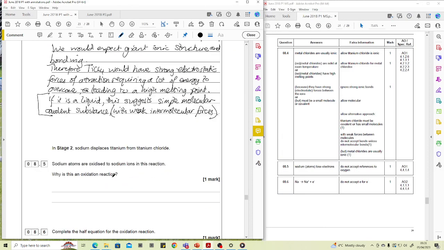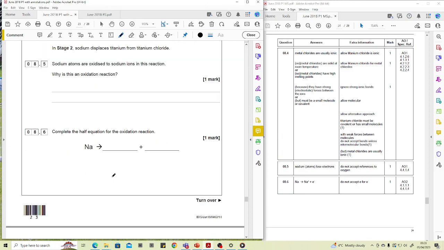Okay, moving on to question 8.5. Sodium atoms are oxidized to sodium ions. Why is this an oxidation reaction? Sodium atoms lose one electron each. So each lose one electron.